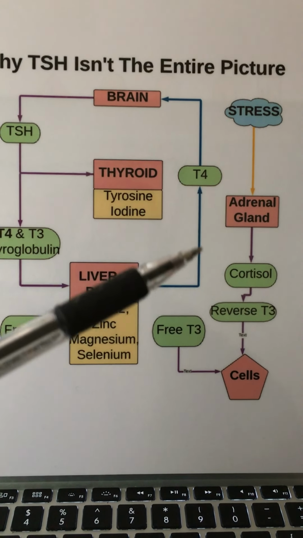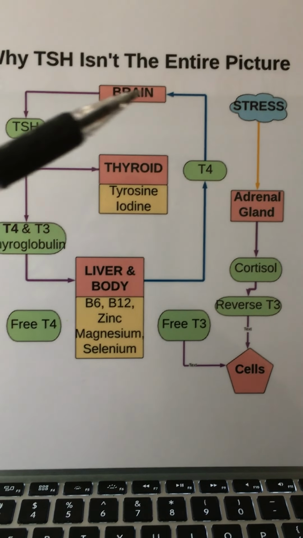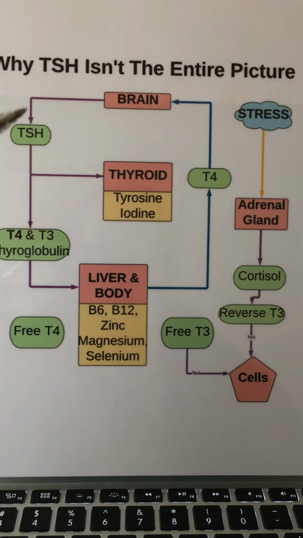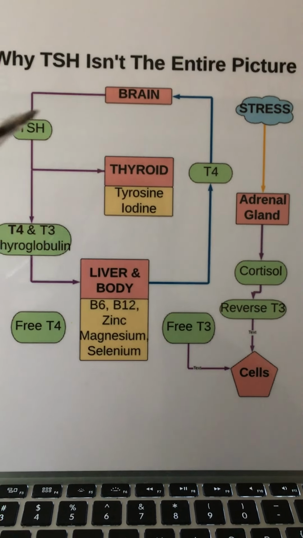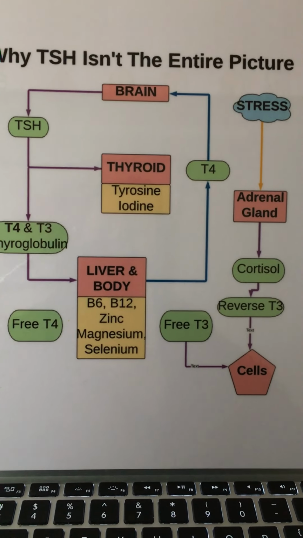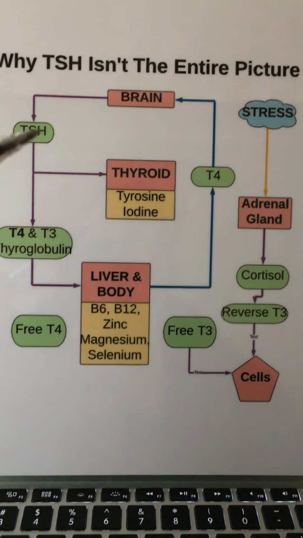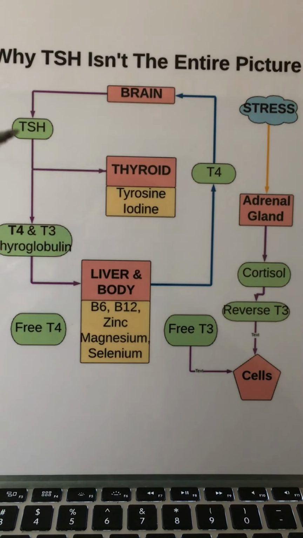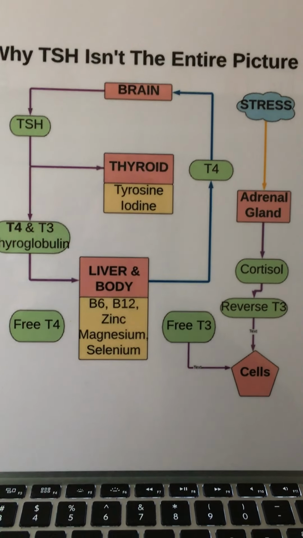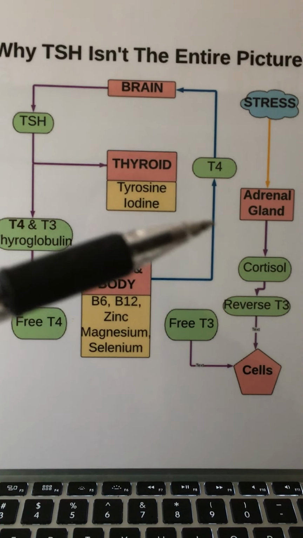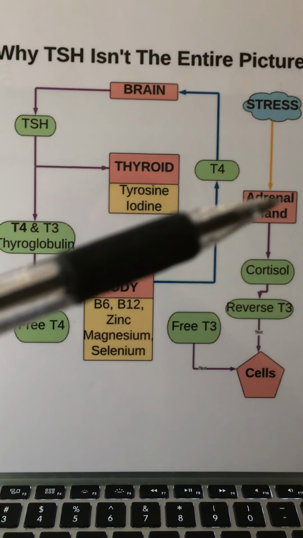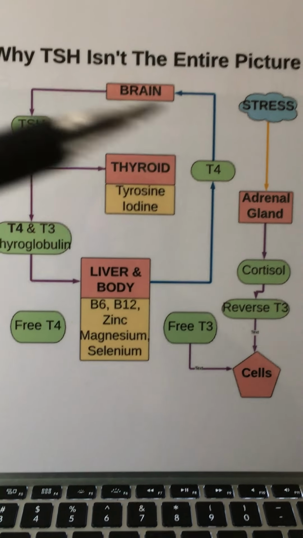Then T4 also will go back to the brain and tell the brain, hey, we have enough, so you don't have to make too much TSH, or, oh, we don't have enough, so you need to make more. And that's why sometimes you'll see in your lab, this TSH will be high if you're actually low in this hormone, and it will be low if you're high in this hormone, because it's an inverse ratio.